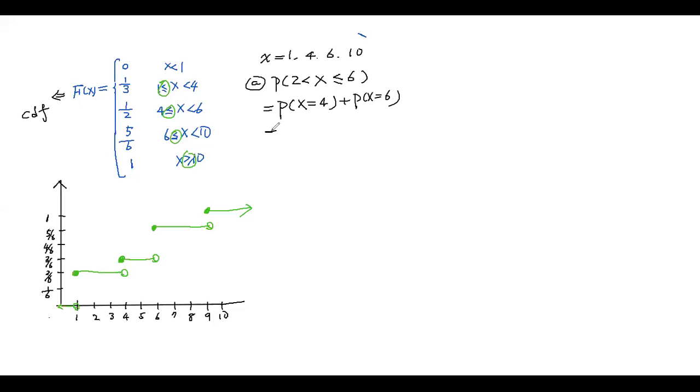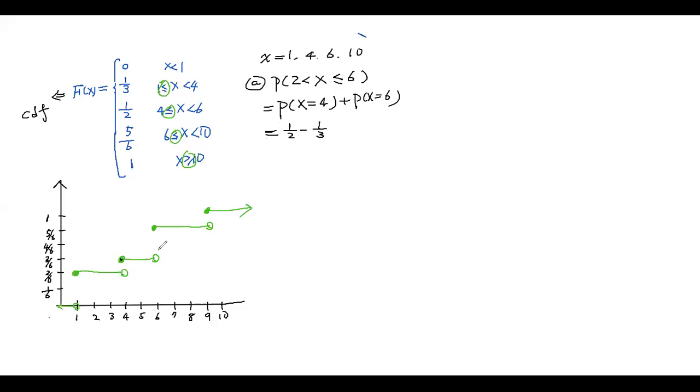Now X equal to 4. So 4 is here, right? So 4 is really 1/2 minus 1/3, right?